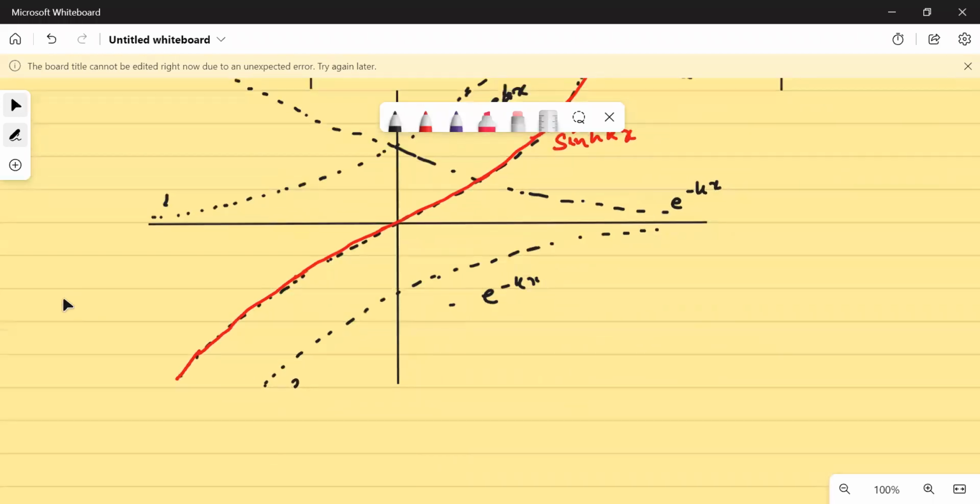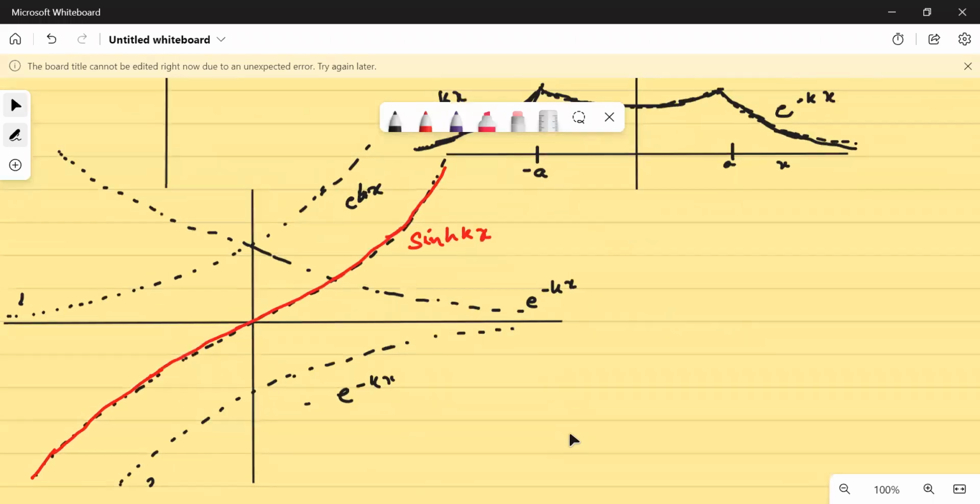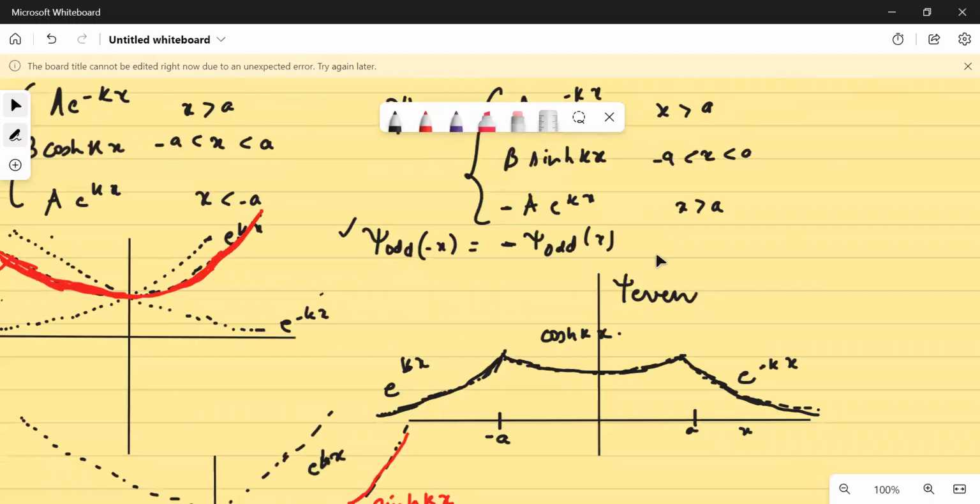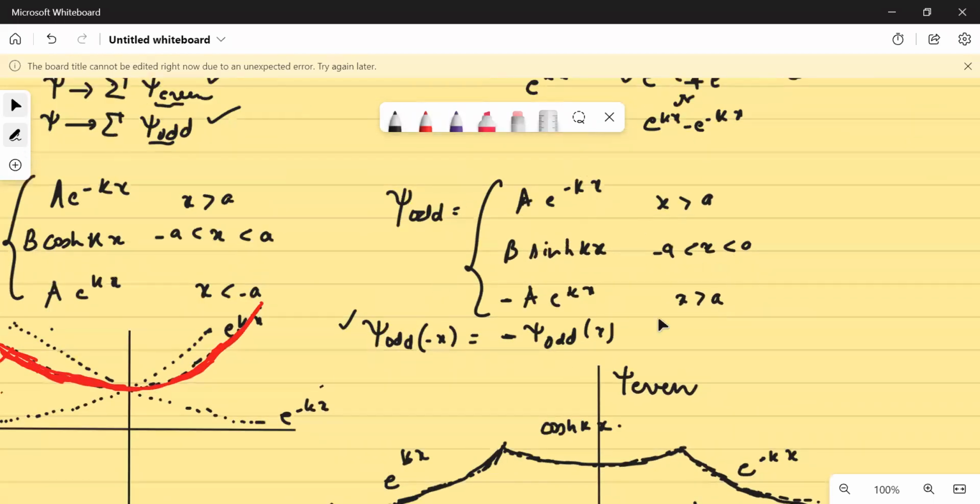Now, I have to construct an odd wave function. Okay, so odd wave function was this. Just look at it first. This was how your odd function should look. So for all x greater than a, e की power minus kx. For all x less than minus a, my wave function should be minus a e की power kx. This is how my wave function should be, right?